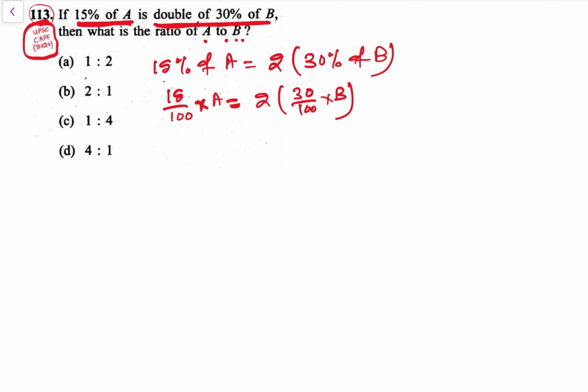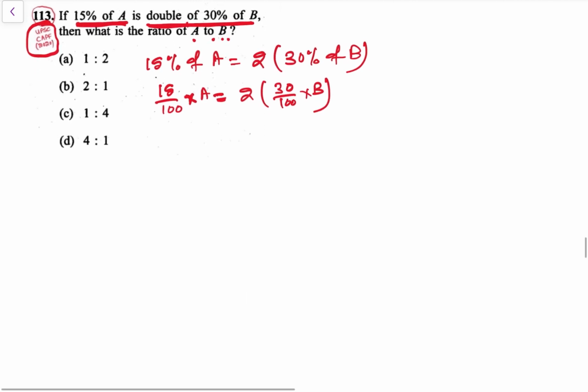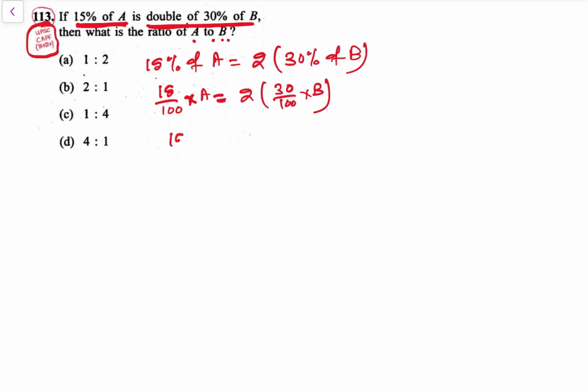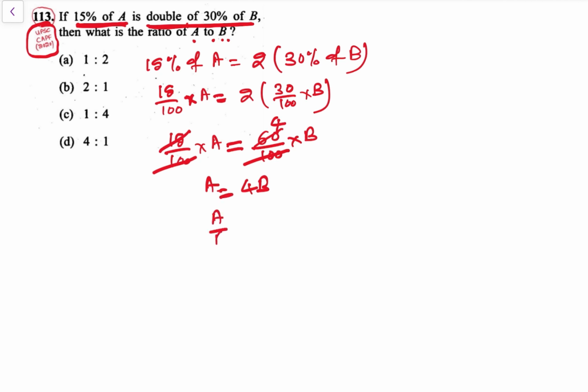Let's multiply and then we can cut it. So 15 by 100 into A is equal to 2 into 30 by 100 into B, which is 60 by 100 into B. We can cancel the 100 because everything is being multiplied. Then 15 fours are 60, so A is equal to 4B. Then A by B is equal to 4 by 1. So A is to B is equal to 4 is to 1, which is the answer.